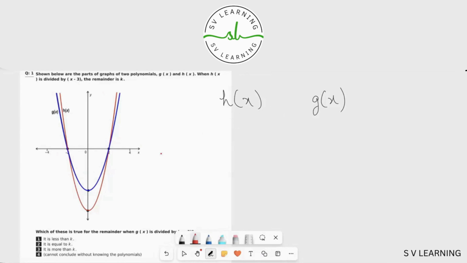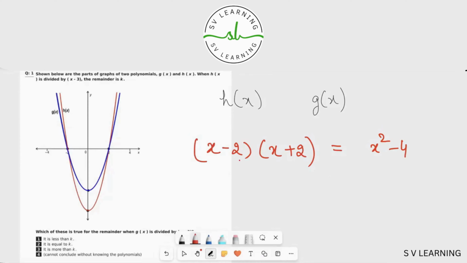So let's say the polynomial, because the roots are minus 2 and plus 2, clearly the polynomial will be (x minus 2) into (x plus 2). But I can't say g(x) and h(x) are both x square minus 4 because definitely they differ. h(x) is the one which is red color and going deeper. g(x) is the one which is blue in color, which is upwards as compared to the red one.